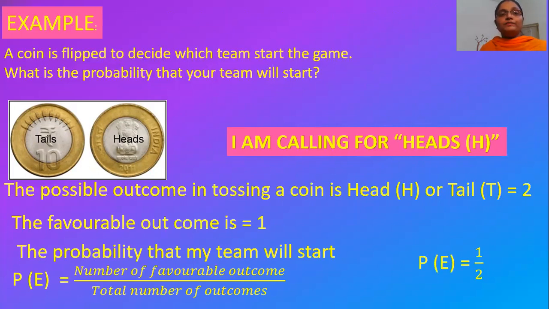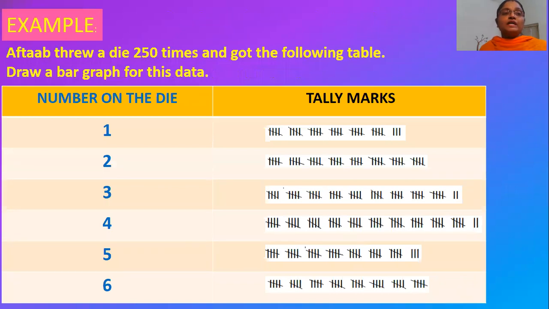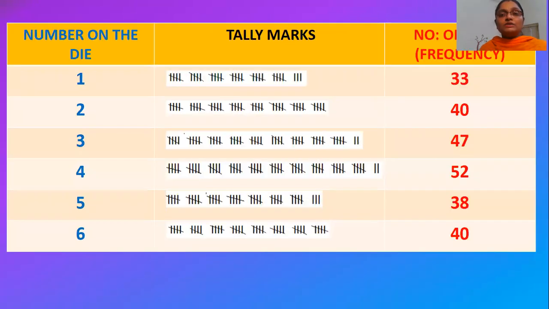that is 1 by 2. Now moving on to the next example, a die is thrown 250 times and we got the following table. Draw a bar graph from this data. The table is giving the information of number on the die and the tally marks. Since the number of observations here is more, it is convenient to use tally marks. The first 4 observations will be represented by vertical lines and the 5th one will be diagonal over the first 4 observations. By using the tally marks, you need to find the frequency of occurrence.